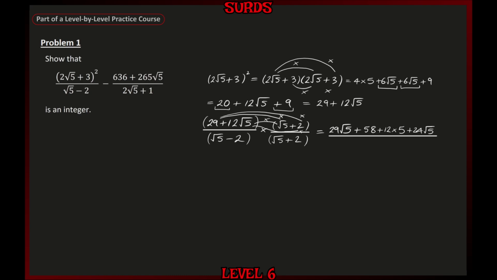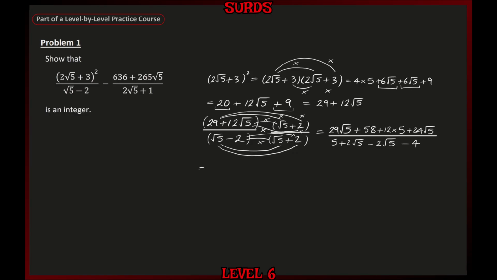Similarly, we can expand on the denominator. So we have root 5 multiplied by root 5, which is 5. Root 5 multiplied by 2 is plus 2 root 5. Minus 2 multiplied by root 5 is minus 2 root 5. And minus 2 multiplied by 2 is minus 4. And we now just need to simplify this.